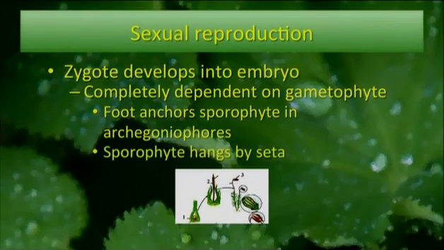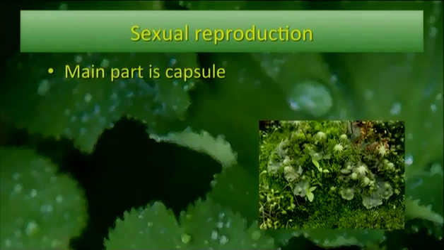and the sporophyte hangs by a stalk called a seta. That's a thick stalk. The embryo is a miniature sporophyte, and the sporophyte remains on the female gametophyte, and the foot anchors the sporophyte in the female part. Now the main part of the sporophyte is capsules. This is a great image. It actually shows the female. They look like little coconut trees with these little things hanging down.